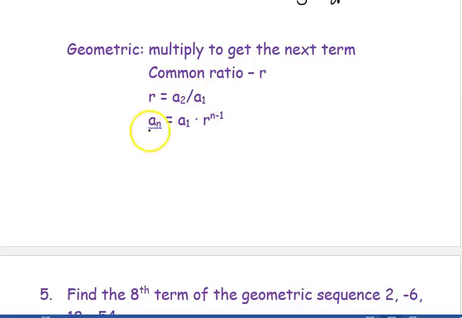Your formula for this one that we're going to use is a sub n equals a sub 1 times r to the n minus 1. So again, we'll need to know a sub 1, the first term, r, and then the place in the formula that we're trying to look for an answer.